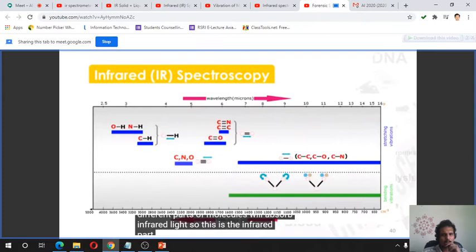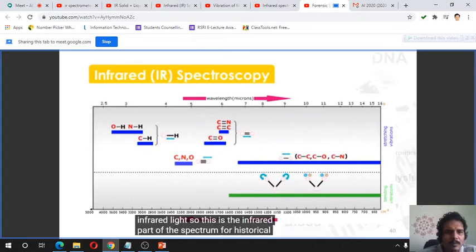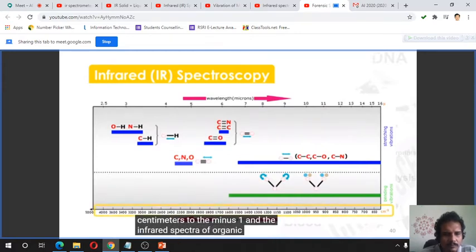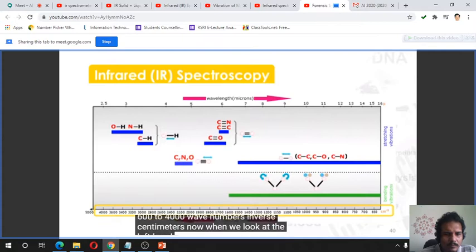So this is the infrared part of the spectrum. For historical reasons, chemists use a very odd unit to measure the frequency of infrared light. They use the inverse wave number, centimeters to the -1. And the infrared spectra of organic compounds are typically recorded in the range of 600 to 4,000 wave numbers, inverse centimeters.